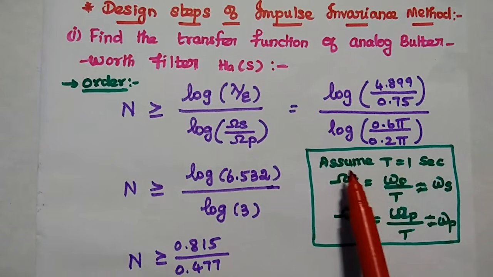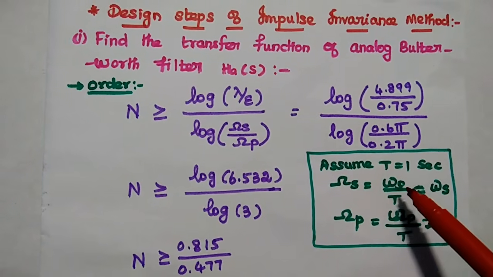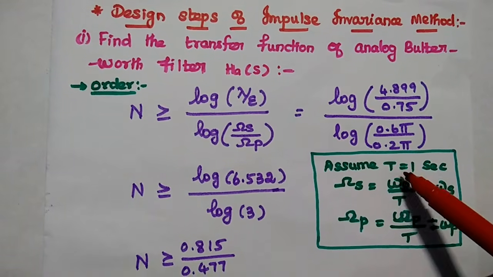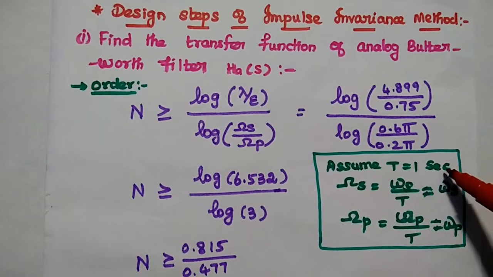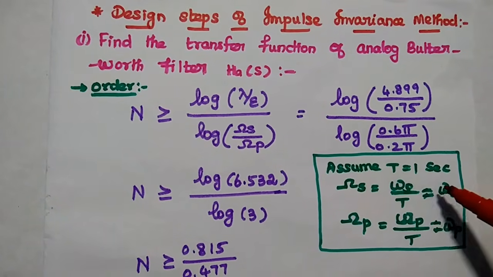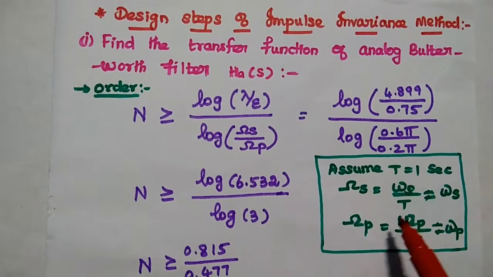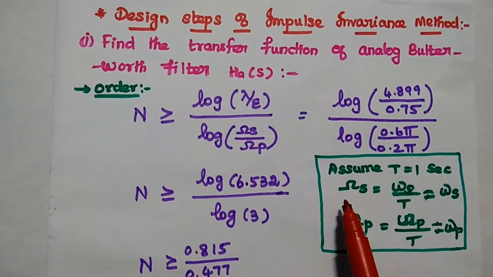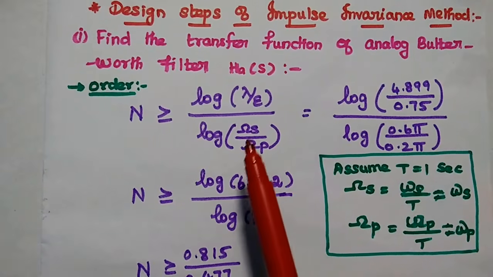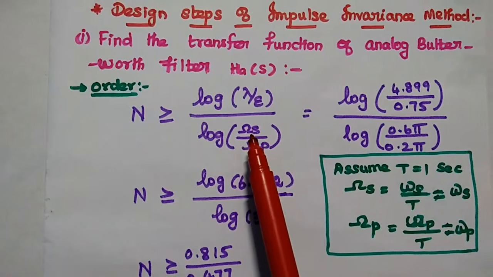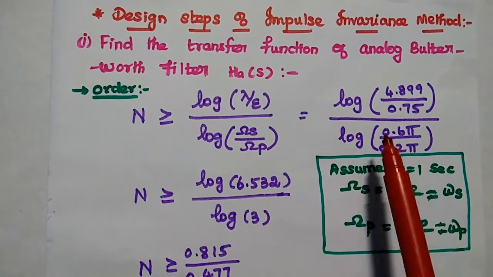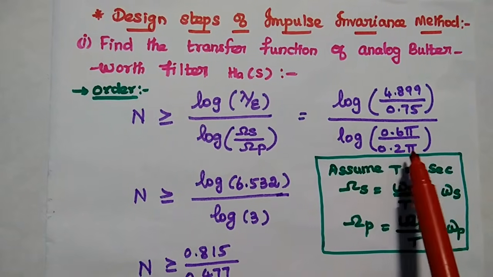So omega s is equal to, that is analog frequency is equal to the digital frequency divided by the time interval, that sampling interval. Here we have to assume the sampling interval is equal to 1 second. Okay, so if that sampling interval is not given in that problem, then we can assume that value as 1. Okay, so from this we come to know that analog frequency and digital frequency both are same. So we are going to substitute that value of omega s analog frequency, that is equal to omega s, that is equal to 0.6 pi. And here omega p is equal to 0.2 pi.